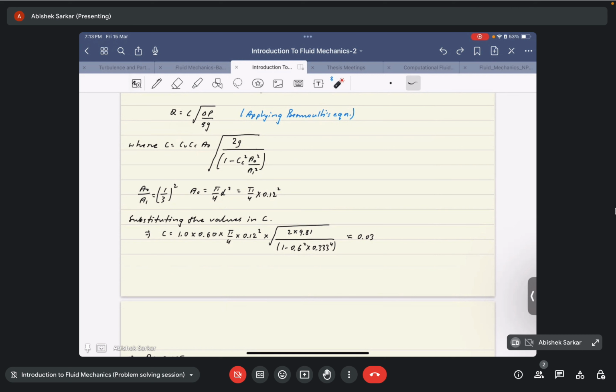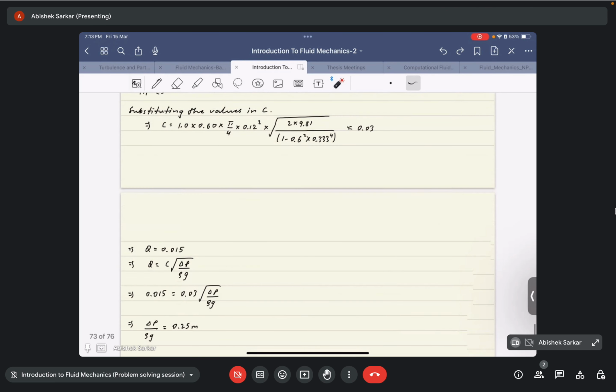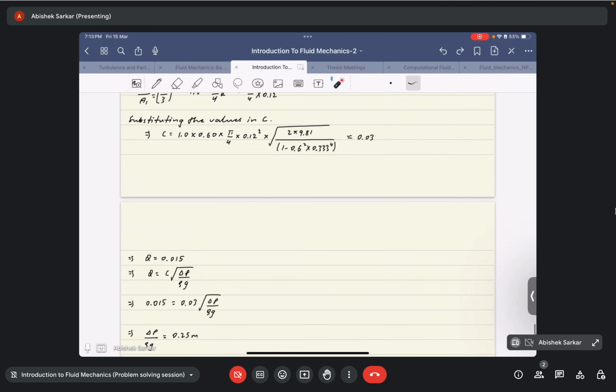So first of all, let us find C. If we substitute the known values into the expression for C, we'll get that capital C is almost equal to 0.03. This is just simple substitution. I'm not going to derive each and every term here. So you can do it, and it's a good exercise to do that.